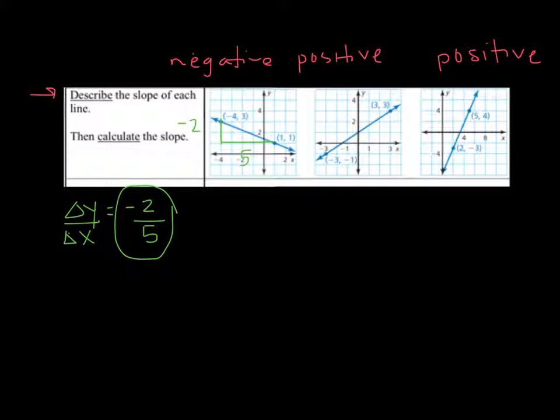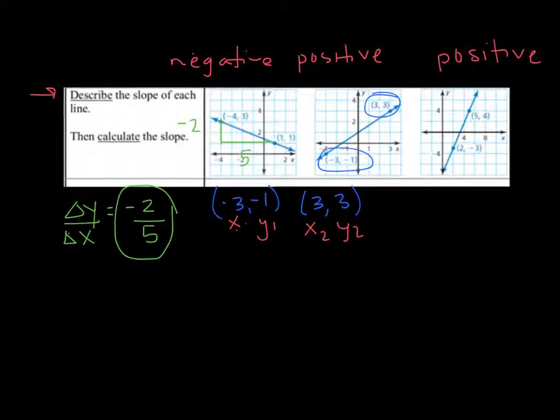Okay, so for the second line, I'm going to use the formula. So I'm going to write down my points first. I have -3, -1, which I'm getting from the actual graph right there. I'm going to label that x1, y1. Then my second point, which is up here, is 3, 3. I'm going to label that x2, y2. That's just to help me remember when I'm using my formula, because my formula is y2 minus y1 over x2 minus x1. I don't want to forget which one I'm calling my first point and which one I'm calling my second point. Okay? So let's go ahead and fill in our formula.